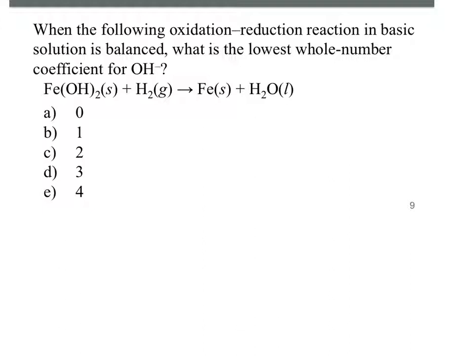So I'll walk you through this one again, starting with the way we've done it with acid. We're going to write our half reactions. So the first one, we will have Fe(OH)2 forming iron, and that's a solid. Not that it really makes that much of a difference in the balancing. Plus water. Nope, not yet. Okay, that's our first half reaction. Our second half reaction, then, we're going to have the H2 forming H2O.